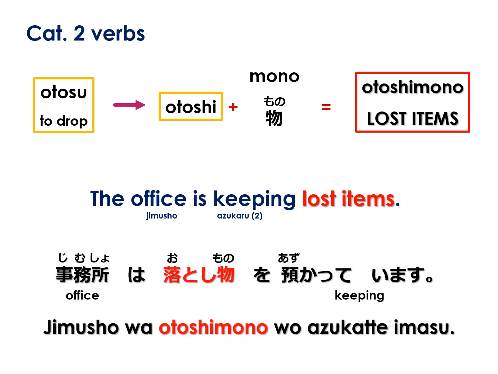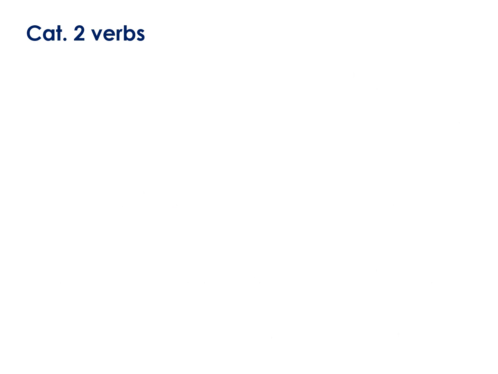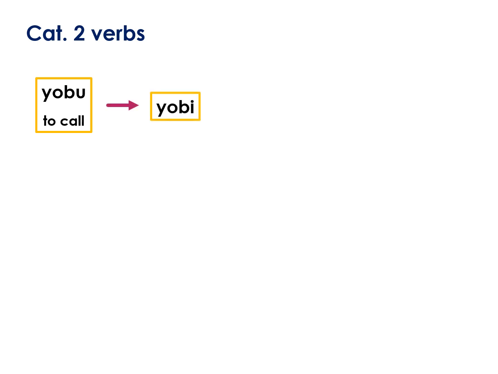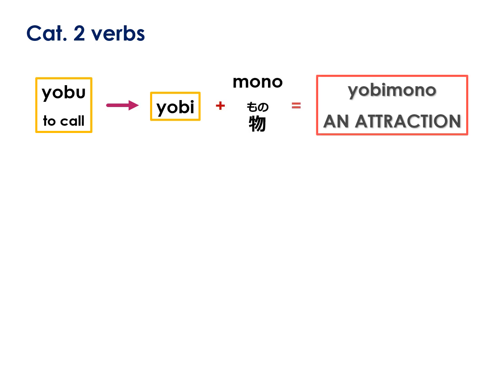In Japanese, 事務所は落とし物を預かっています。For a bu ending verb, we have yobu, which means to call. Changing the bu to bi gives us the conjunctive, which is yobi, and adding mono, we form yobimono, which means an attraction. Attractions call people to come, so that is what yobimono means.